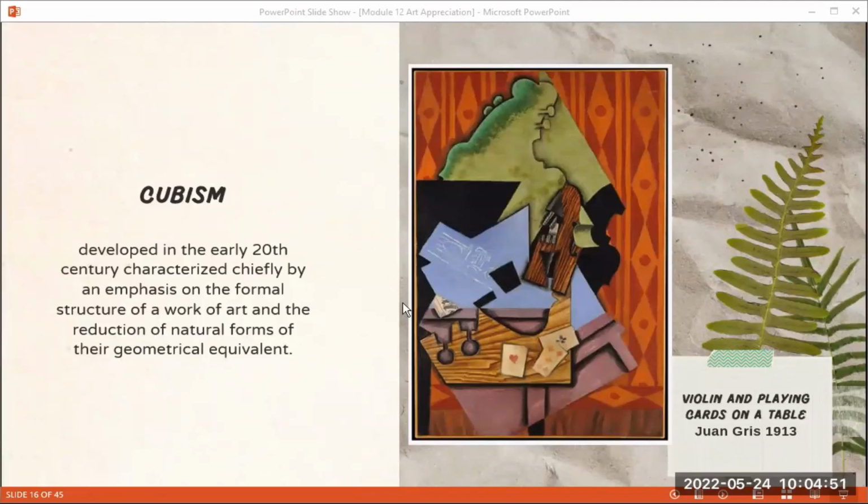And actually, in Cubism, one of the most notable painters for this technique is Pablo Picasso. Now, Picasso's paintings focus more on women as the subject.